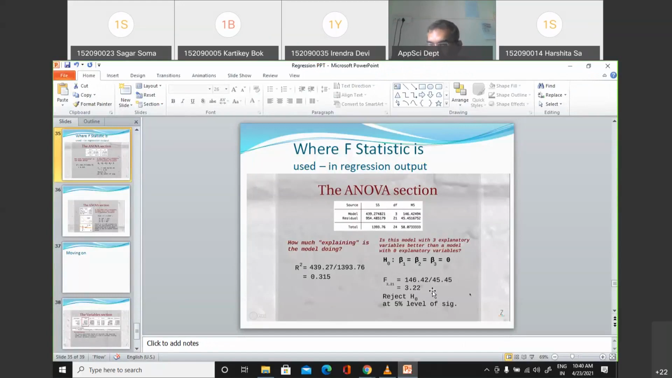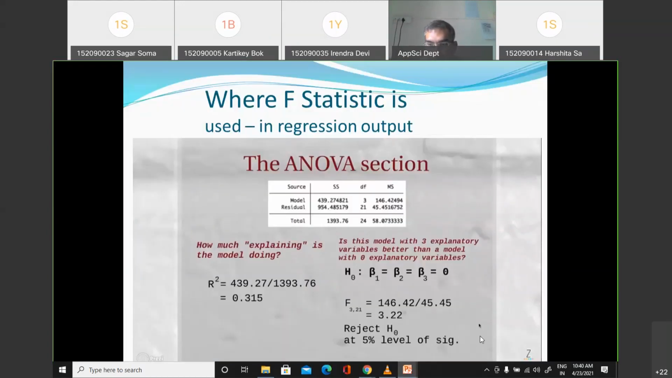If we search a little bit, we will get a better F table. But this is how it is. This is how the F distribution is used: one variation with the model, one with only the constant or residual. So this is the value. 3.22 is our sample's value at the 5% level of significance. It is significant. So 3.05 we got from the table and 3.22 we got from the sample.